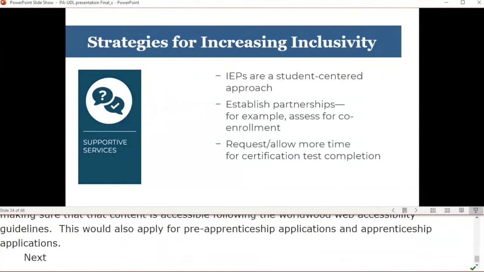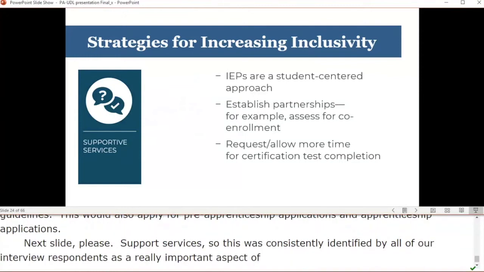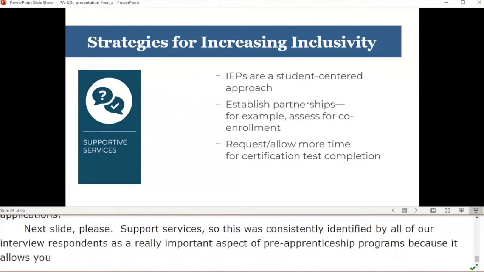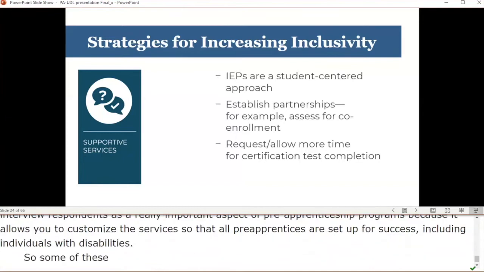Support services. This was consistently identified by all of our interview respondents as a really important aspect of pre-apprenticeship programs, because it allows you to customize the services so that all pre-apprentices are set up for success, including individuals with disabilities. Some of these strategies are IEPs, and also establishing partnerships with other organizations for co-enrollment.